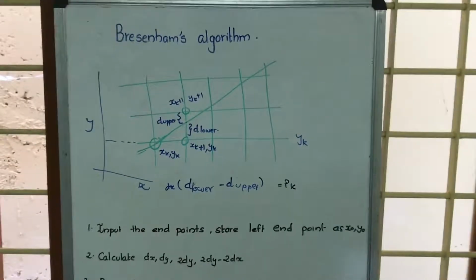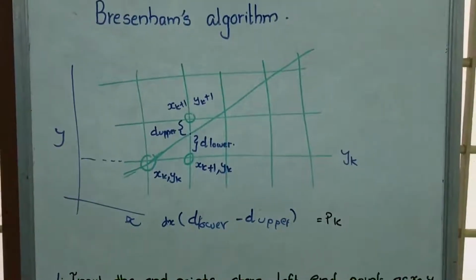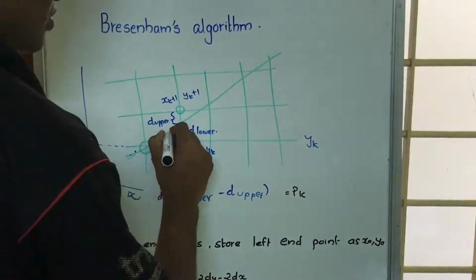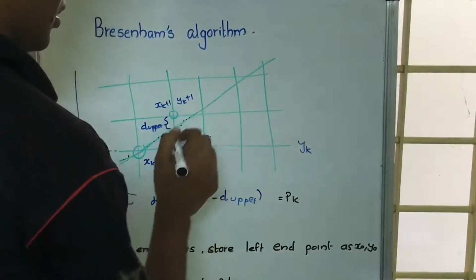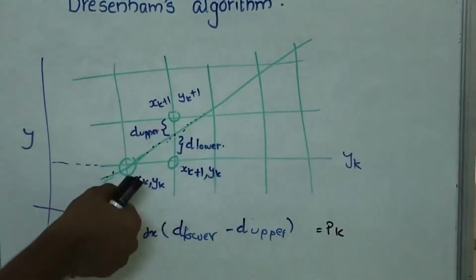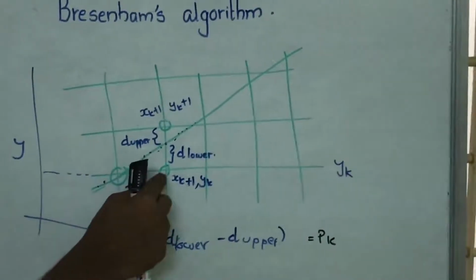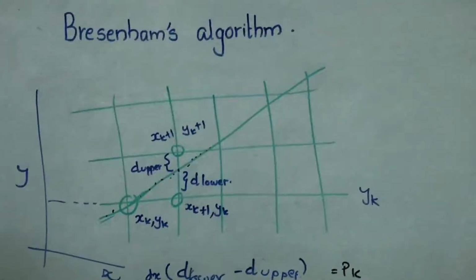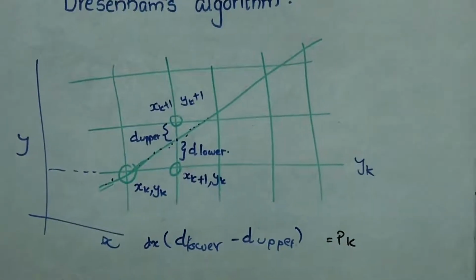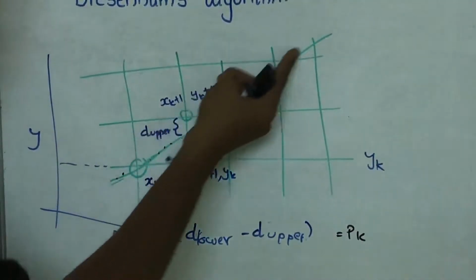Bresenham's algorithm. Suppose our initial point was (xk, yk), and let this dotted line be the original line. Our line passes through (xk, yk), and suppose these three are LEDs on the screen. To represent (xk, yk), we can make this LED bright. But when we go to the next point, the original line passes like this.